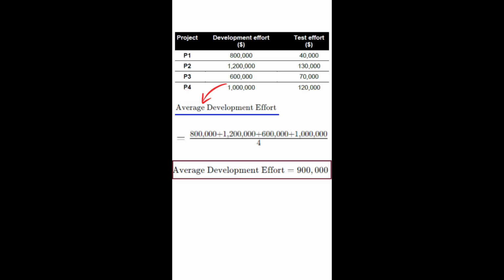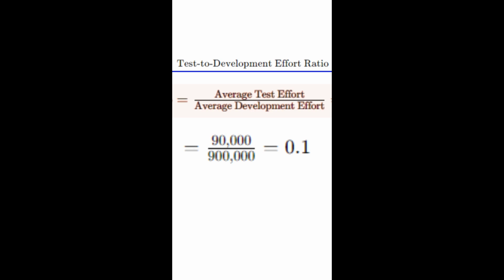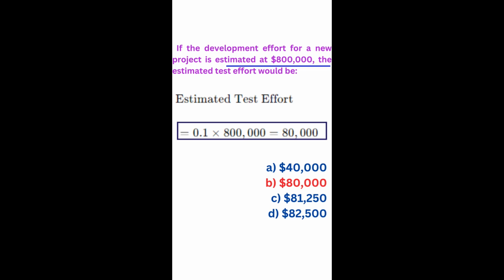From the table, first, calculate average development effort. It is $900,000. Next, calculate average test effort. It is $90,000. So the average test to development effort ratio is 90,000 divided by 900,000, equal to 0.1. Hence, the estimated test effort equals 0.1 times 800,000, which gives 80,000 as test effort.